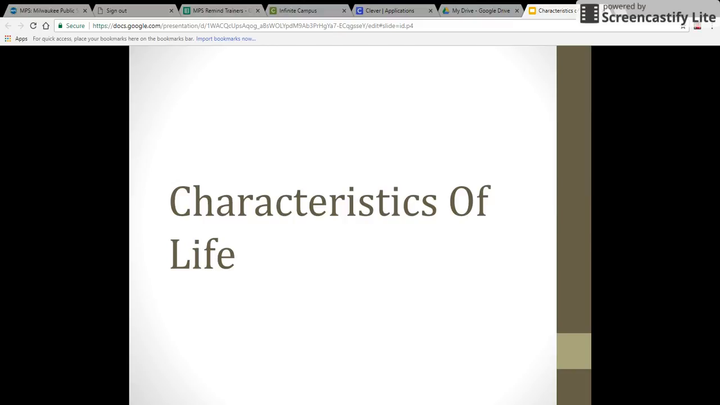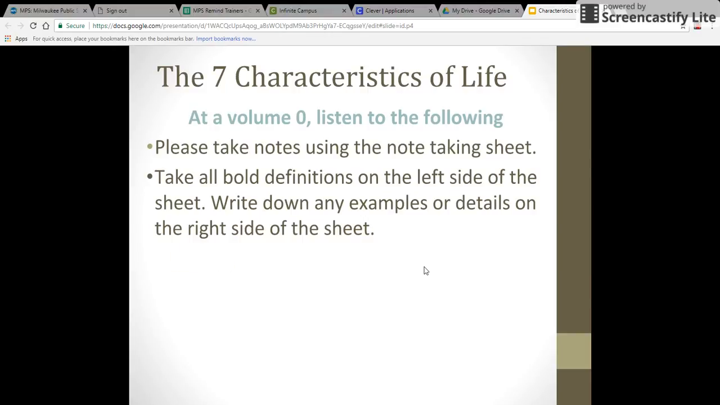In today's notes, we're going to be learning about the characteristics of life. With this, you should be taking your notes on the note taking sheet that you've been provided. Take all of the bold definitions on the left side of the sheet and write down any examples or details on the right side of the sheet of anything that you might be hearing during this lecture. At any time, please stop and record things that are off of the screen. However, there will also be vocal things that are said that will also be useful to you when it comes to taking down some examples and details.